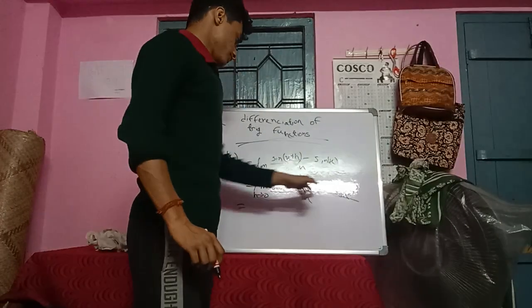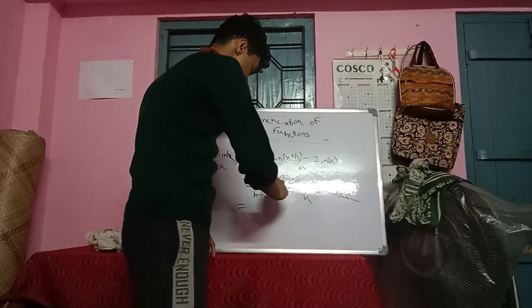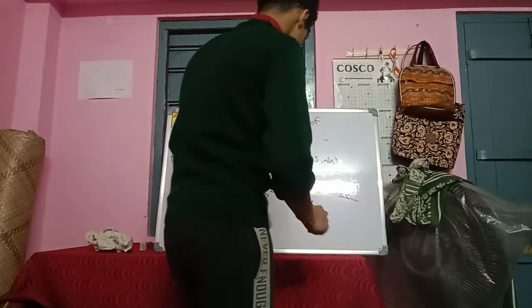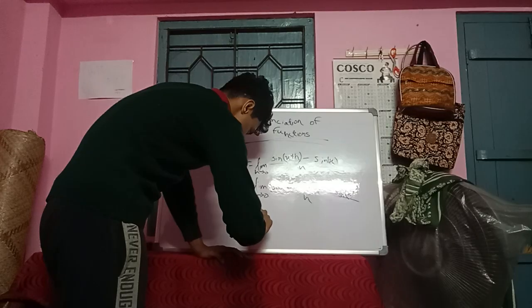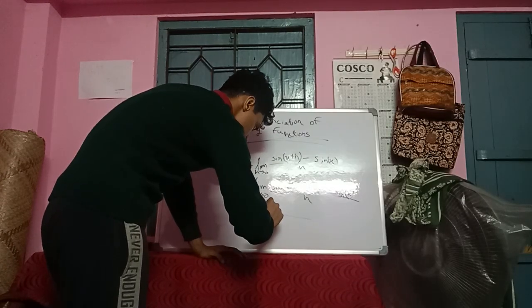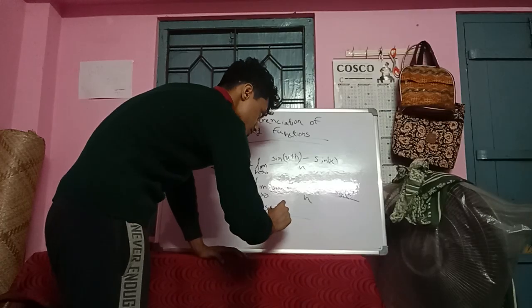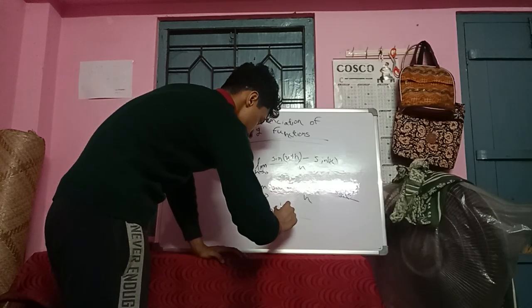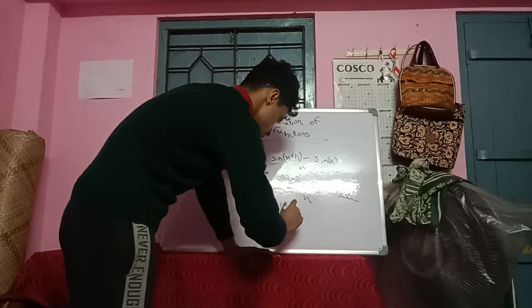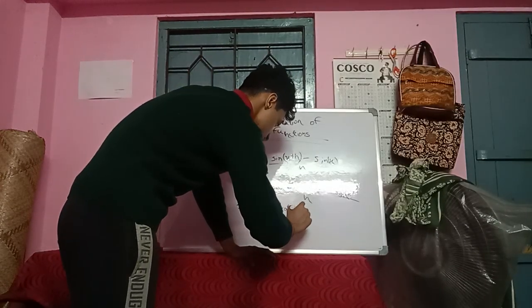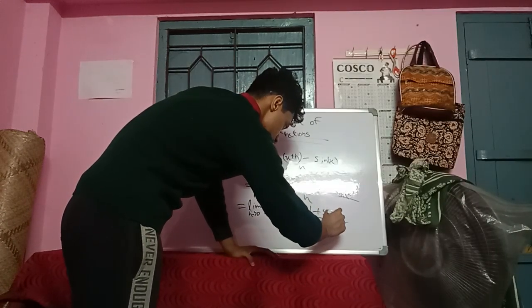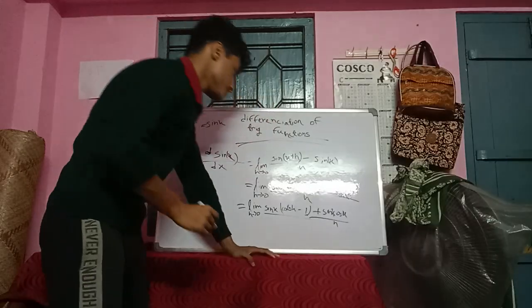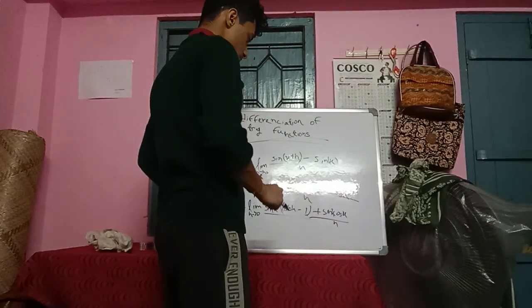So from here, from this sin x cosine of h and this sin x, you can factor out sin x, and this would look like the limit as h tends to 0 of sin x times cosine of h minus 1, plus sine of h times cosine of x, all over h.